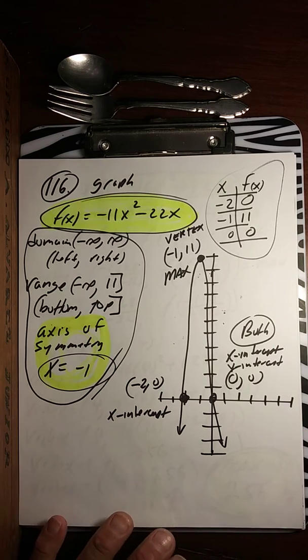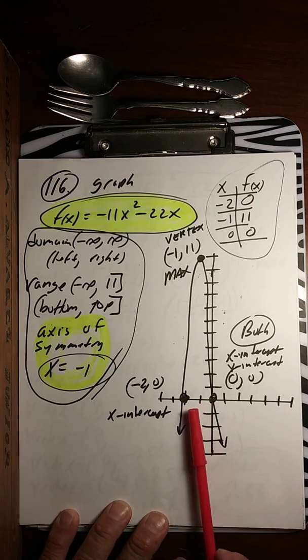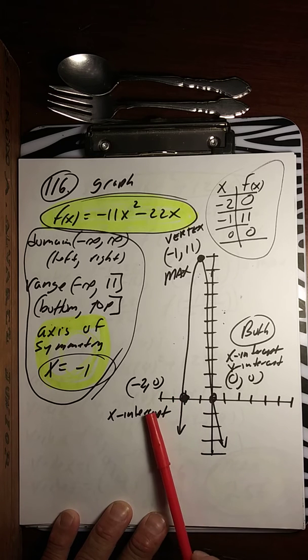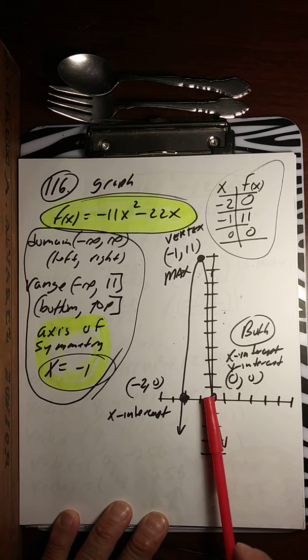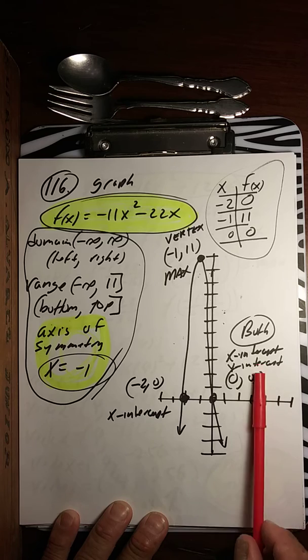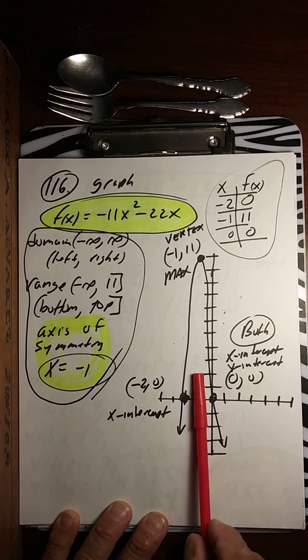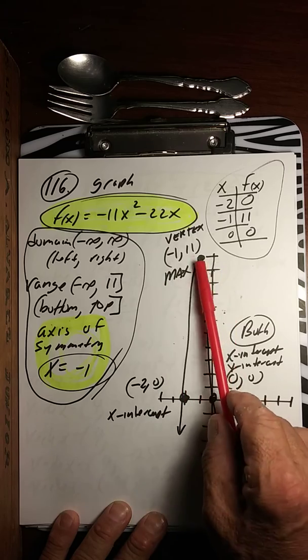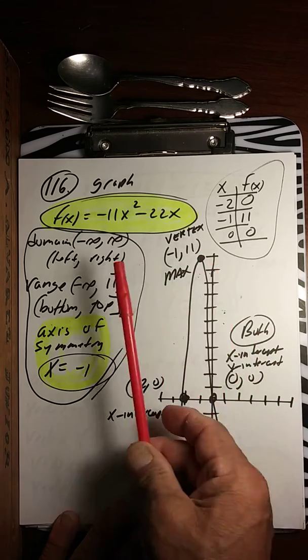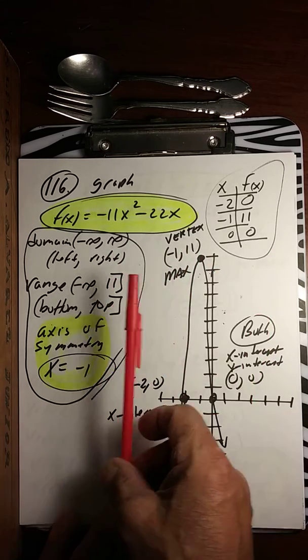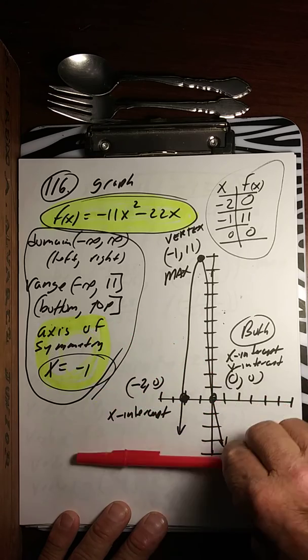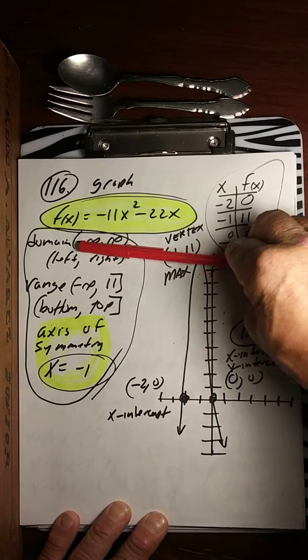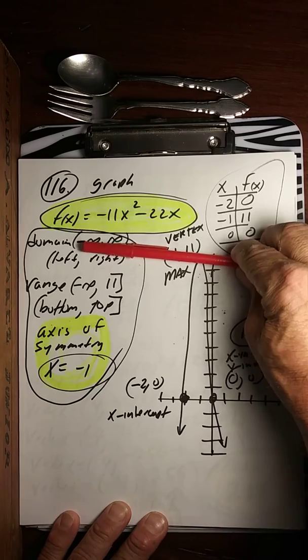So now we have negative 2, 0, an x-intercept, and 0, 0. It's an x-intercept and a y-intercept both. And right there it goes up to 11. So this is a vertex, the max. So the domain is negative infinity to infinity, keeps going. Range is from what? Negative infinity to 11, stops right there.